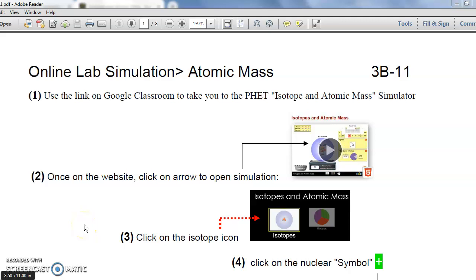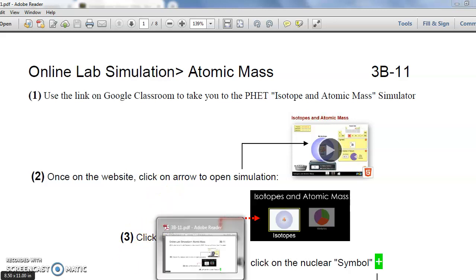Hello and welcome to our tutorial and tour of the PhET Isotope and Atomic Mass online lab simulation. Today you'll be working on the 3B11 Atomic Mass Laboratory. There is the handout that goes along with it. You'll need to put all your answers on this 3B11 handout using Kami. And it tells us to go to Google Classroom and click on the link to the PhET lab.